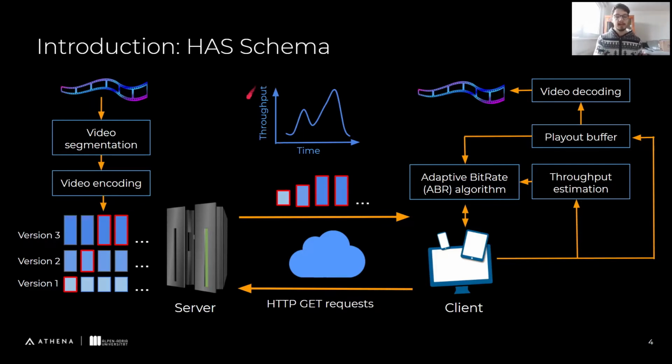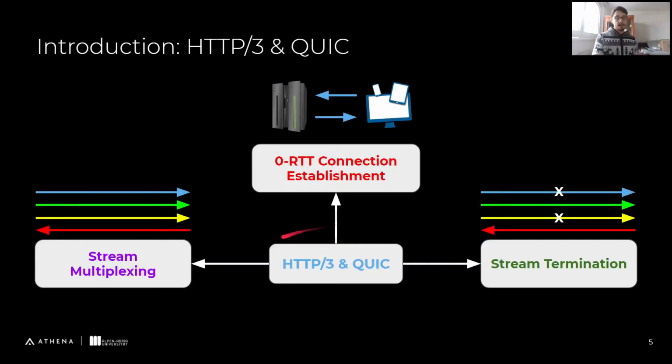The decision could be made based on the throughput of the system, so the network condition over time, or on the buffer level, which is the amount of segments that are actually stored at the client side. And this decision needs to be made by the Adaptive Bitrate algorithm, the ABR algorithm. After these segments are downloaded, there's the video decoding, and then the segments are displayed on the client screen.